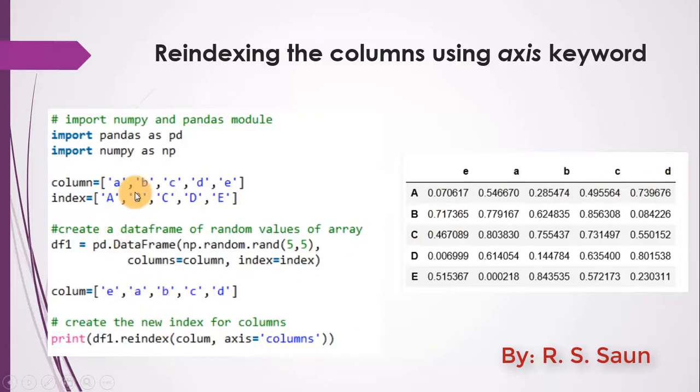Let us see one by one what we have done. We have imported two packages, pandas and numpy, and then we have column and row labels for our data frame. Then we created a data frame as earlier, np.random.rand, which gives you a 5 by 5 two-dimensional numpy array, and which is passed to the data frame to create it. Then we have specified column labels and row labels.